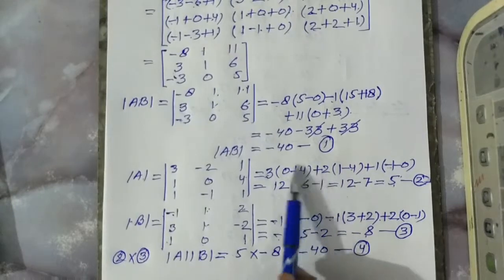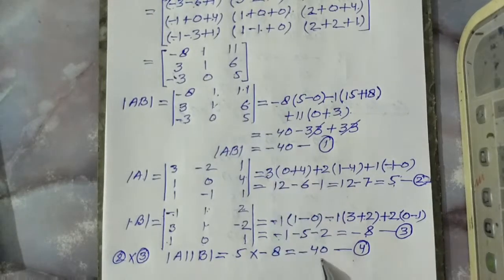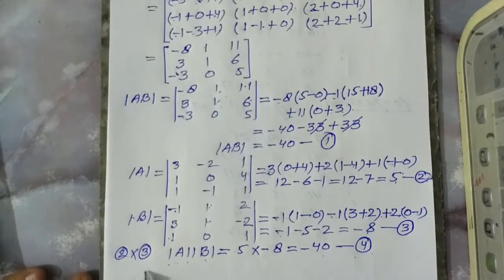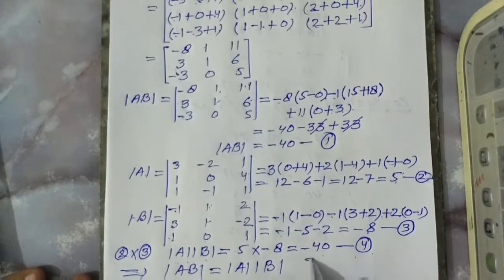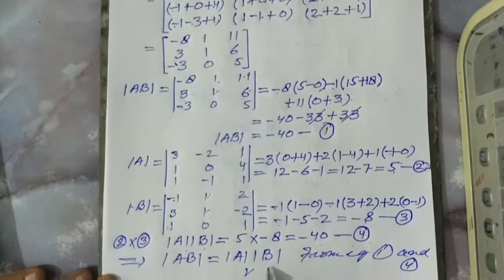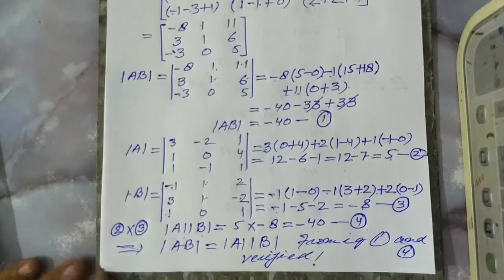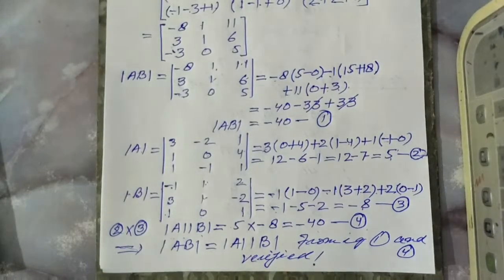So if we observe equation number 1 and equation number 4, the right hand side of both the equations are same, minus 40, minus 40. So determinant AB is equal to determinant A into B from equation number 1 and 4. It implies that determinant AB is equal to determinant A into determinant B from equation 1 and 4. So we have verified the given condition. So this is the fifth type of sum based on evaluation of determinants.